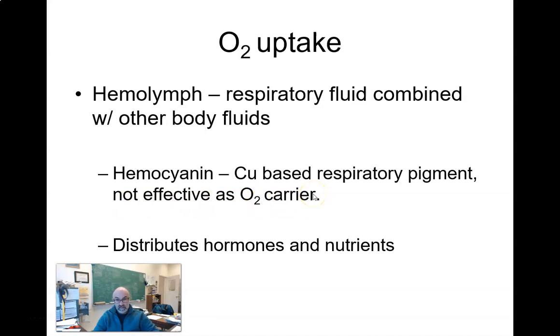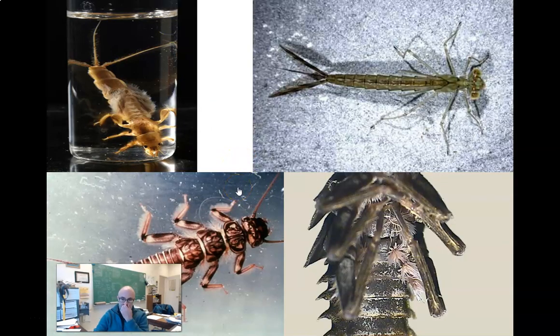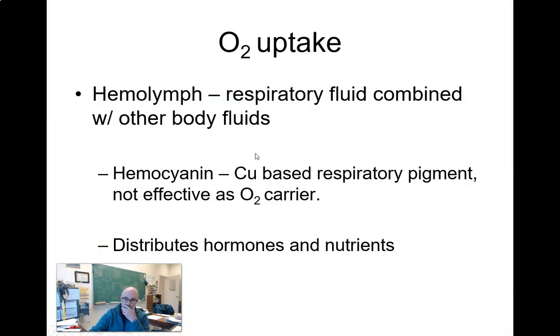It's not as good as hemoglobin, which is an iron-based respiratory pigment that vertebrates have. And so it has some function in the distribution of oxygen, but it's more about the blood distributing hormones and nutrients through the body.